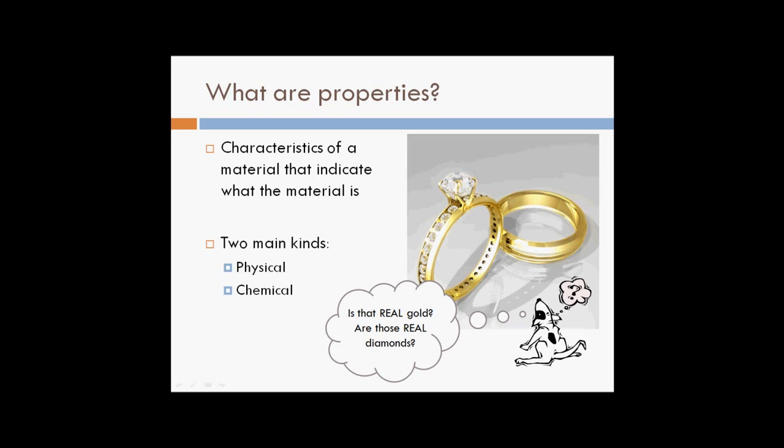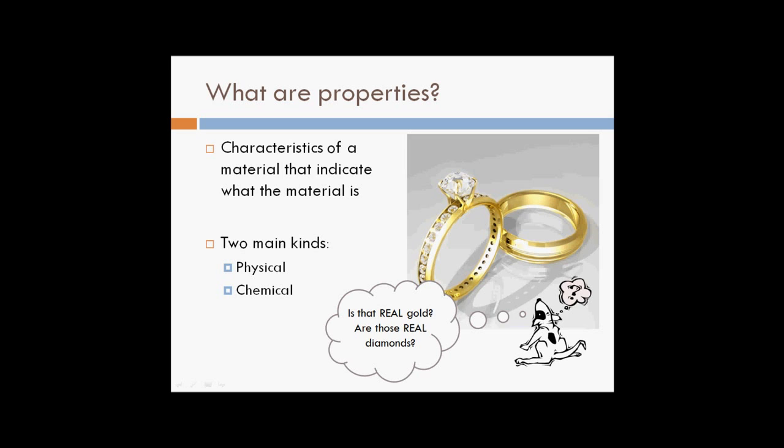So basically, think about this picture of an engagement ring and wedding ring. You can find these at like a Walmart or a Target for $10, right? So how do you know if it's real gold and real diamonds, which could be real expensive, or if it's a piece of plastic and some fake metal? Well, you can tell that because of the properties.